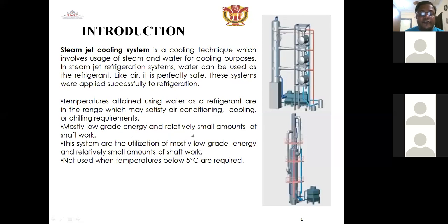This system utilizes mostly low-grade energy and a relatively small amount of shaft work. जहाँ पे temperature 5 डिग्री सेंटीग्रेड से कम की रिक्वायरमेंट रहती है वहां पे इस्तेमाल नहीं कर सकते.